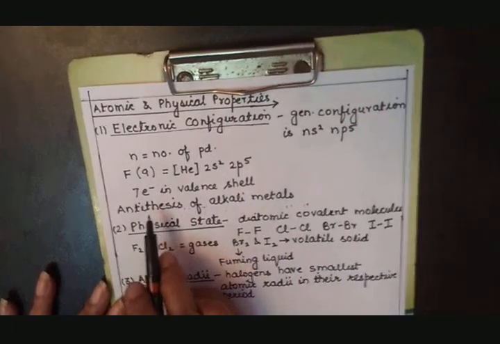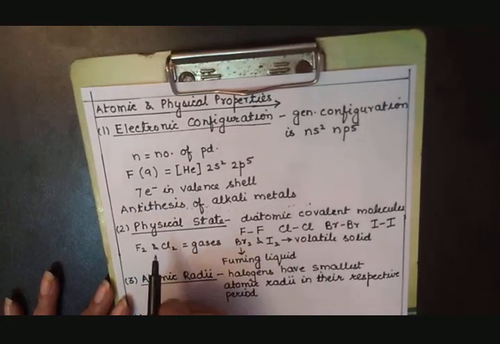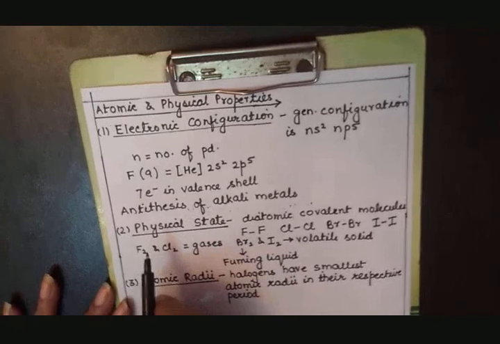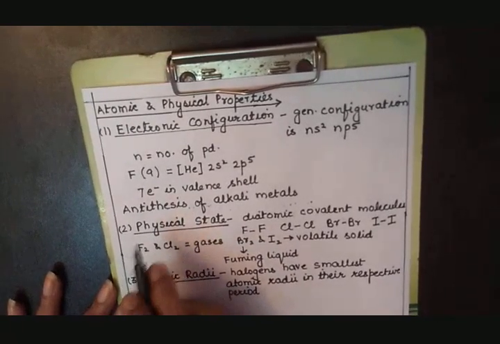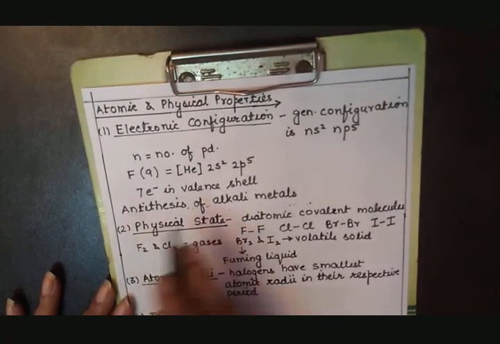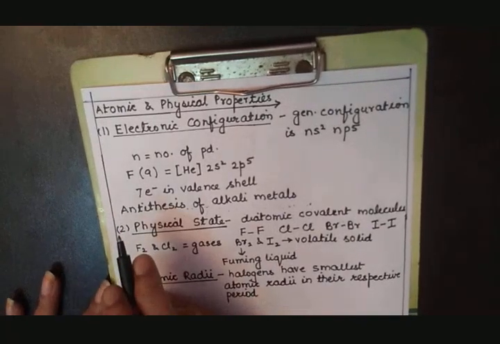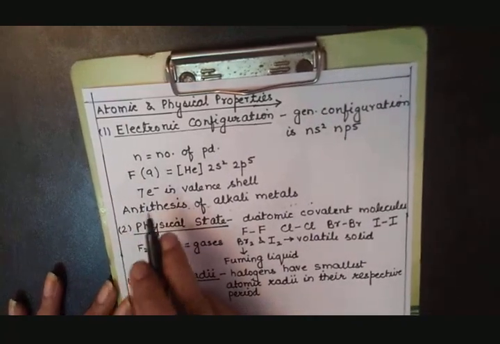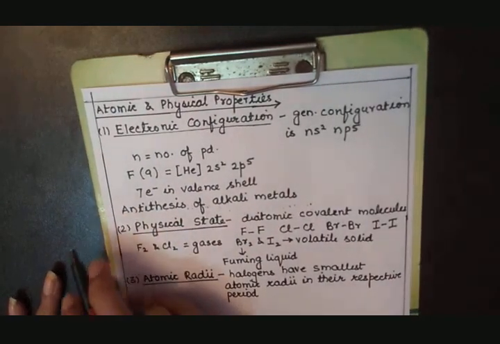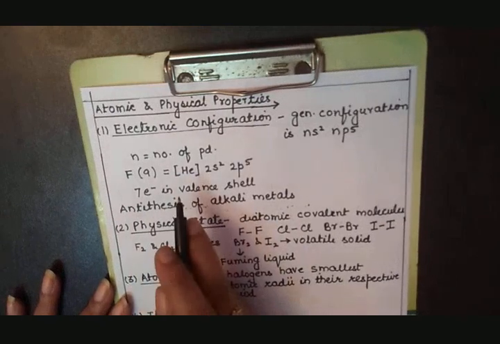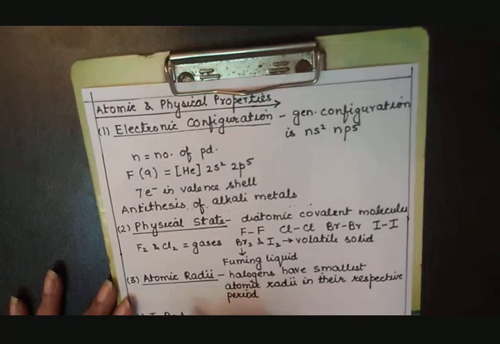These elements, halogens, are also called the antithesis of alkali metals. What is the meaning of antithesis? Antithesis is a thing that is the direct opposite of something else. Alkali metals are capable of donating 1 electron and halogens are capable of accepting 1 electron. So they are just the opposite of alkali metals, and are called the antithesis of alkali metals.